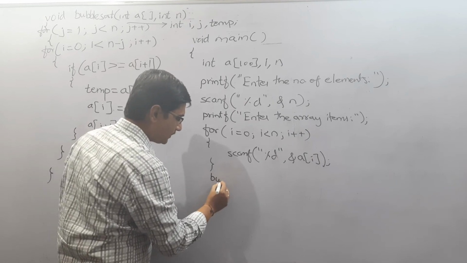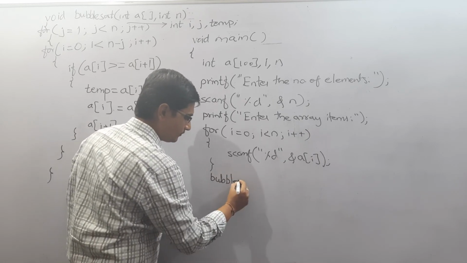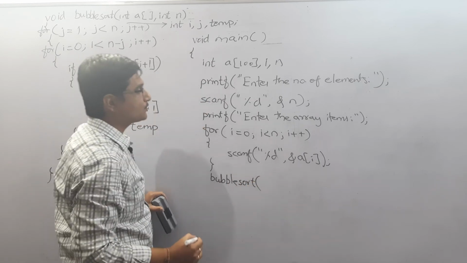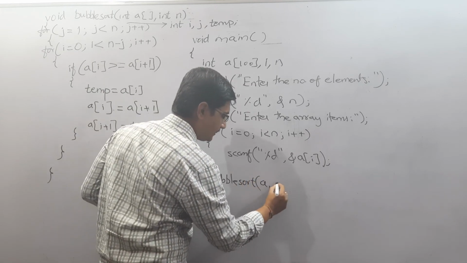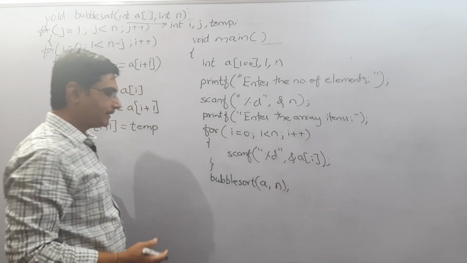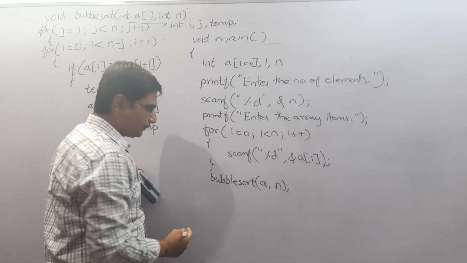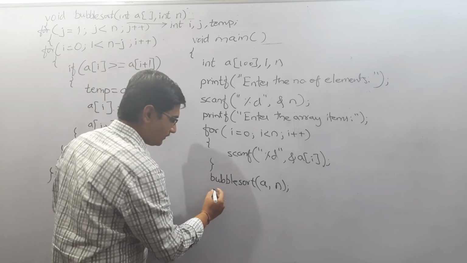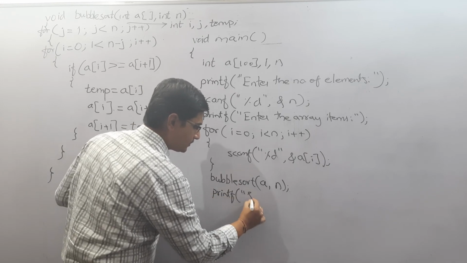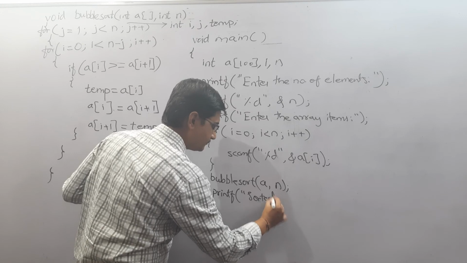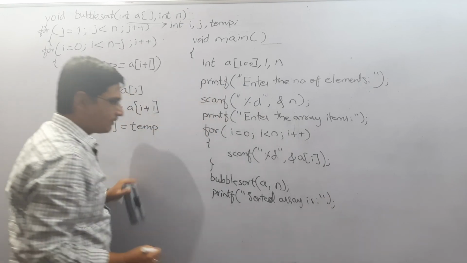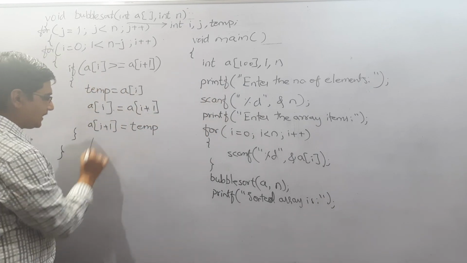We need to call bubble sort. How have we written the name bubble sort? What are the parameters we have passed? A and n, the array and the number of elements. Now sorting will happen. Now we need to print the array. So printf sorted array is. Better I'll write here.